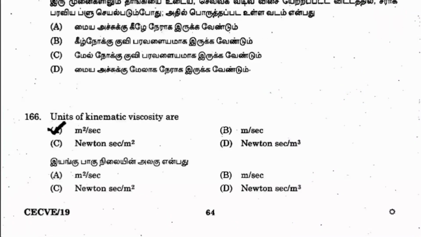166, units of kinematic viscosity is what? So here it is meter squared per second. If you don't know it directly, you can use the formula and the dimensional analysis method to find the answer. Kinematic viscosity is expressed as nu, so nu is equal to mu by rho. For mu, the unit is kilogram per meter second, and for rho, the density of water, it is kilogram per meter cube. When you divide this, kilogram gets cancelled and you get meter square per second.